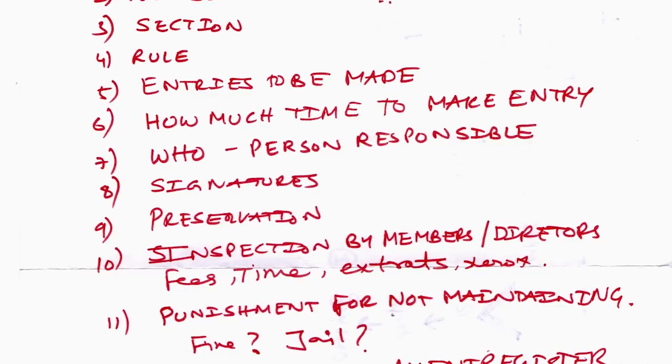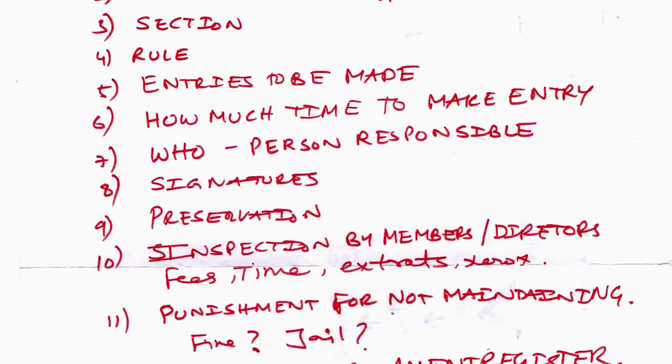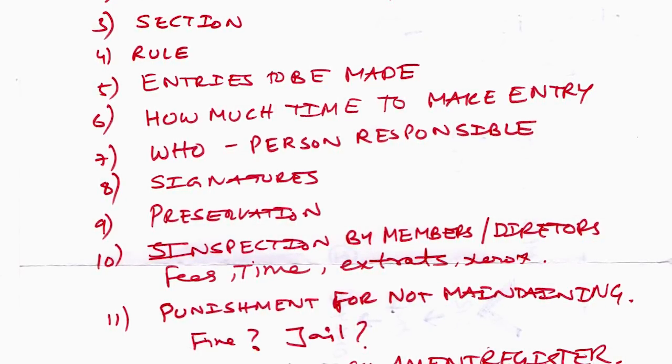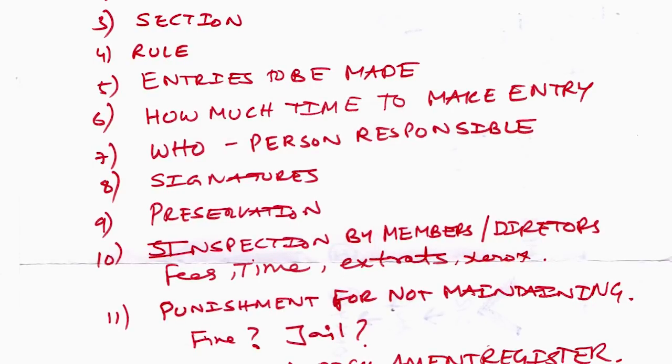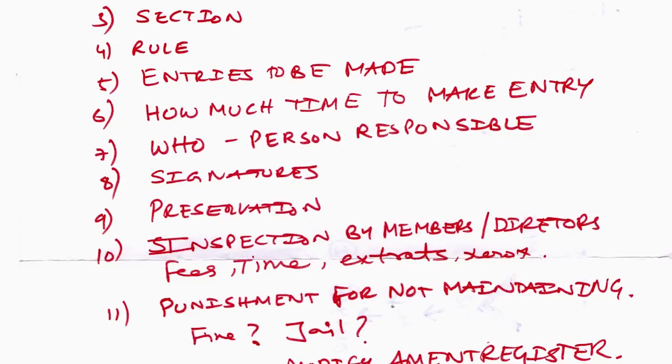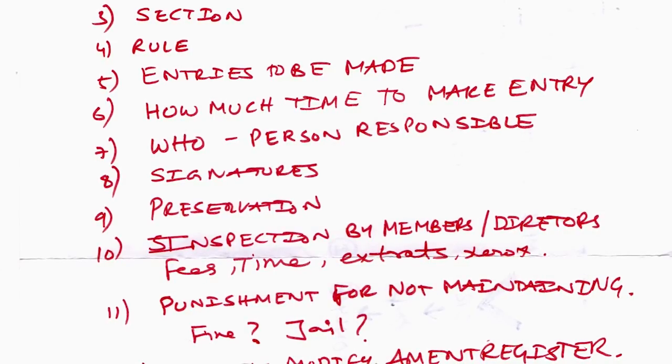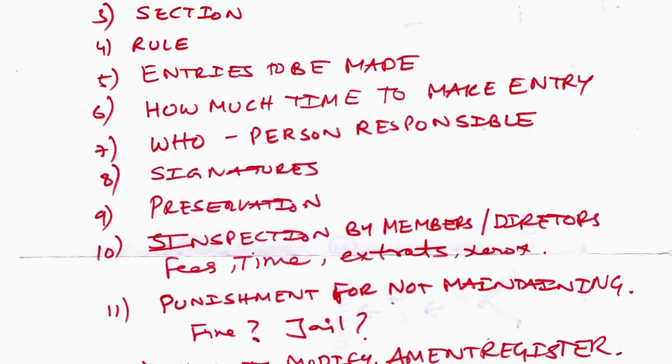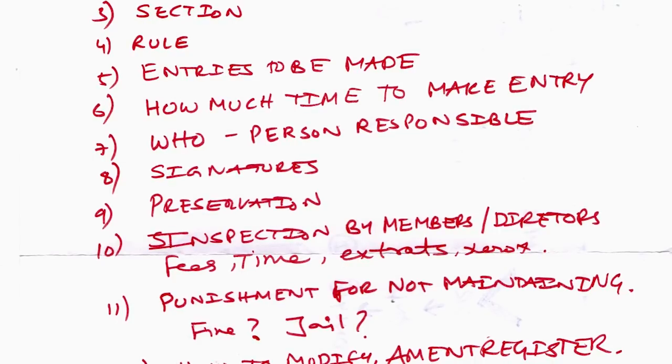Point number 8, signature, means who should sign that register? The director should sign, or the company secretary should sign, the CEO should sign. Who should sign that particular register? That is point number 8, signatures. Then the ninth point is preservation. That means for how many years we should preserve the register.